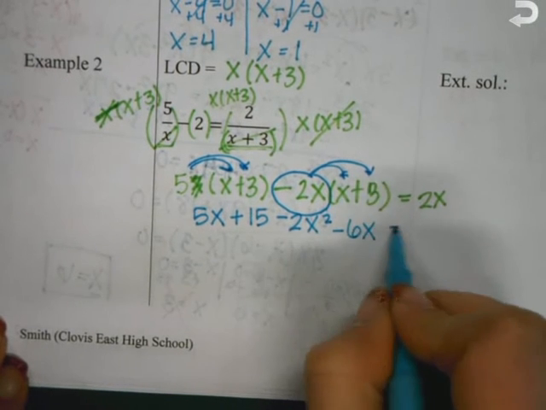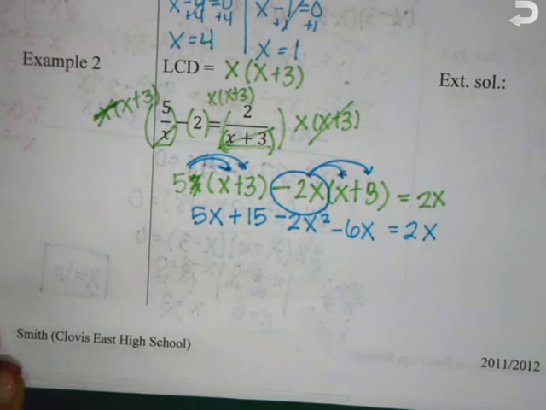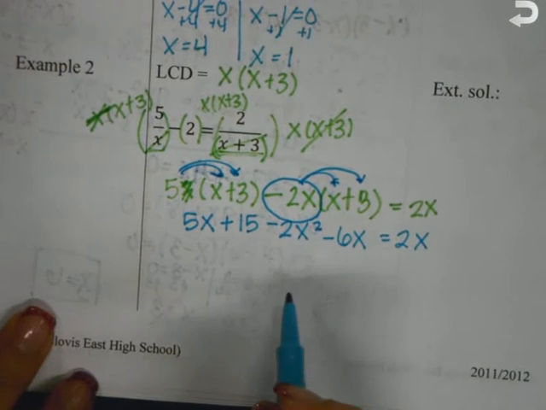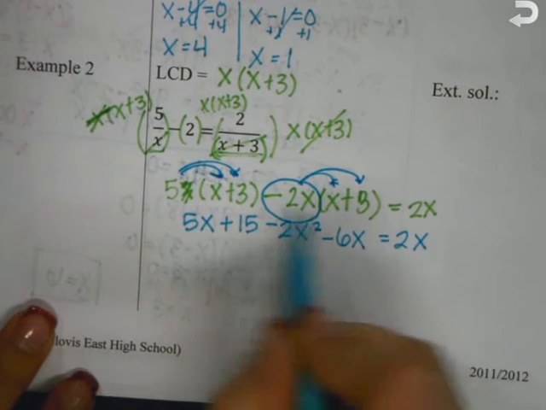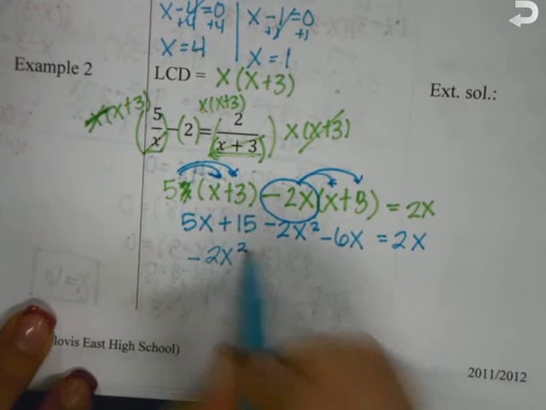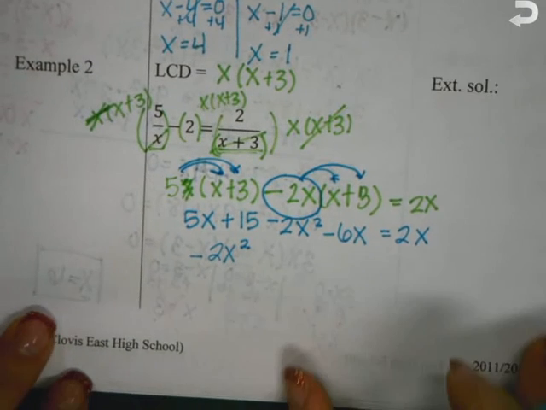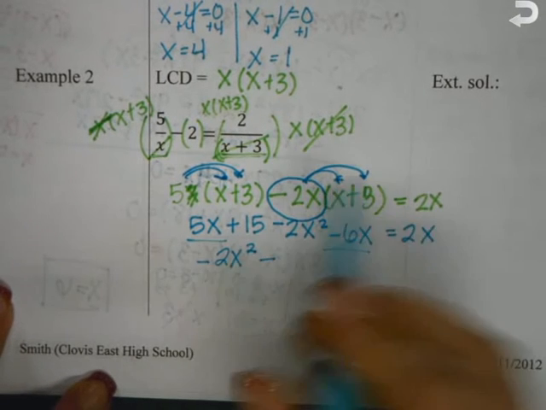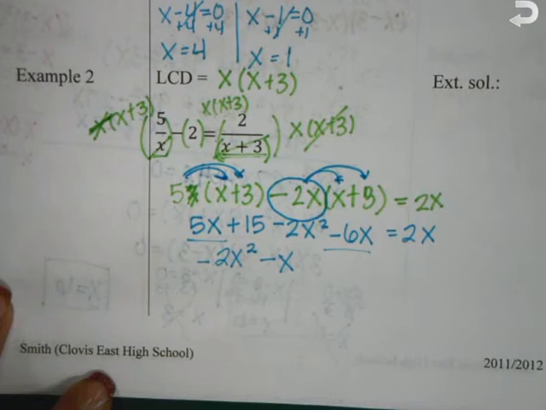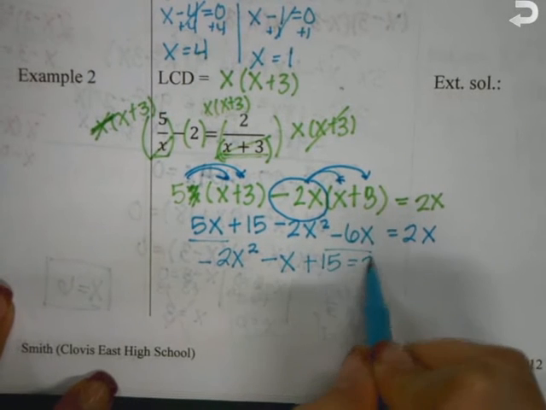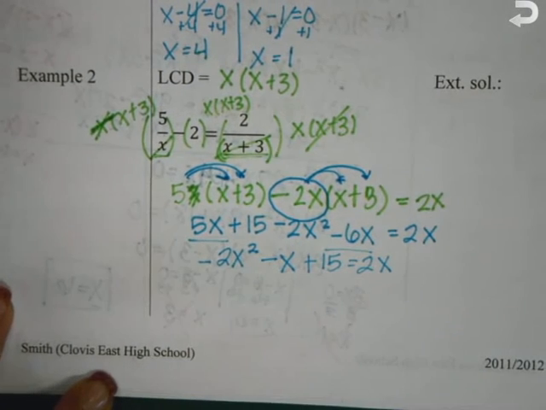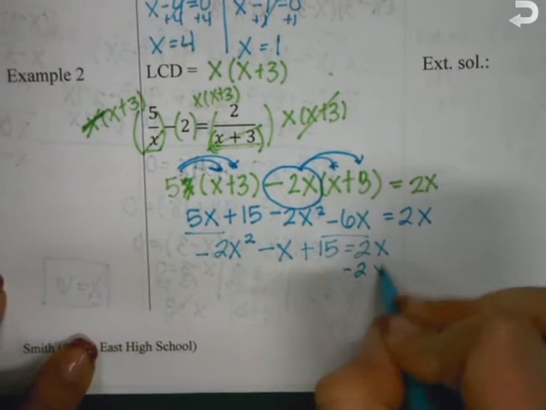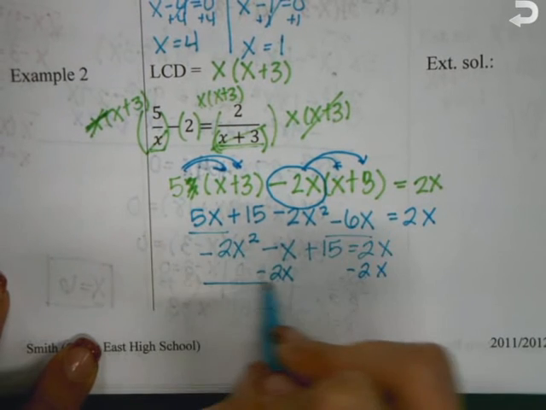Okay, let's combine like terms before we move anything around. I have just negative 2x squared here. Nothing combines with that. I have a 5x and a minus 6x, so that's going to give me minus x plus 15 equals 2x. And then let's move that 2x to the other side. So I'm going to subtract 2x from both sides. And that's going to give me negative 2x squared minus 3x plus 15 equals 0.